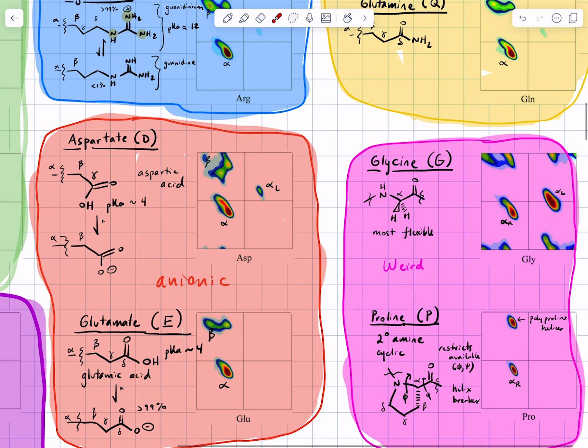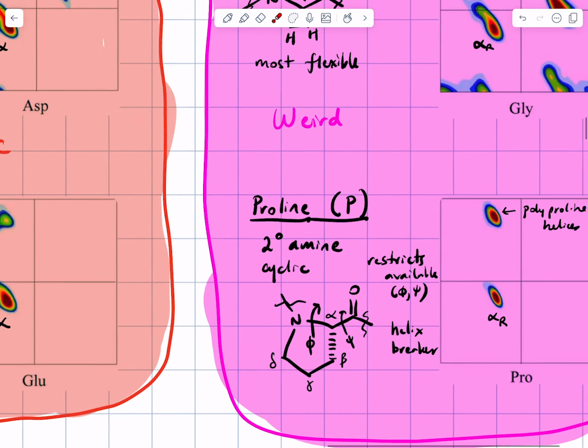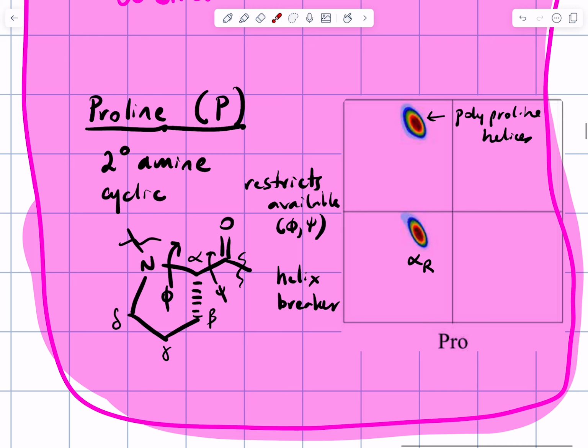One other weird one is proline. Proline is weird because in the side chain, the alpha carbon is bonded to the beta carbon. That's not weird. But that beta carbon is tied back to the backbone amide nitrogen in a 5-membered ring. This is the only amino acid where the alpha carbon and the amide nitrogen are connected via the side chain. And it's this 5-membered ring that does that.